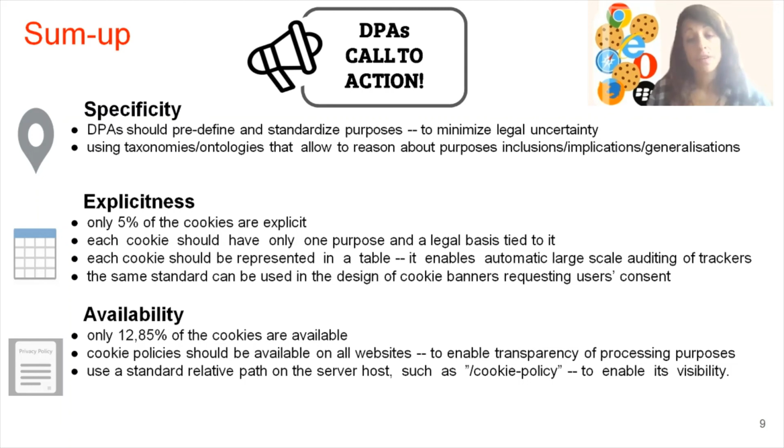How to improve availability? We have seen that only around 13% of the cookies are available. We advocate that cookie policy should be available on all websites to enable transparency of processing purposes. We also advise the use of a standard relative path to enable its visibility.